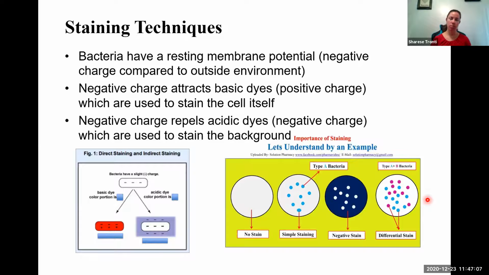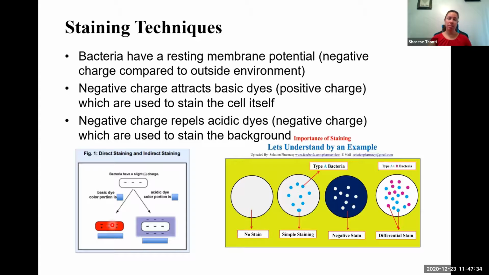And so the positive charge of those basic dyes is going to be attracted to the inside of the cell, which is negatively charged, right? Opposite charges attract. So that's what we see here. The inside of the cell is negative. Our positive dye is attracted to that, so it goes inside of the cell. So it's going to stain the cell itself, stain the inside of the cell.